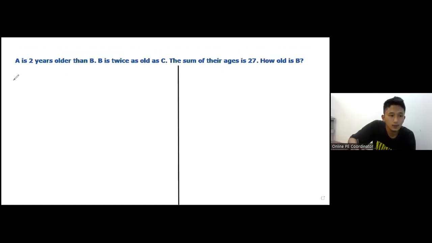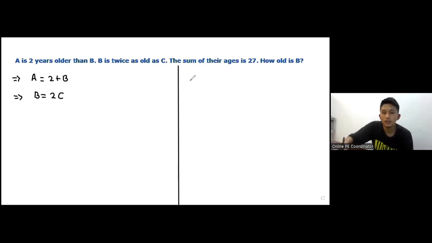Okay, so the next question. A is 2 years older than B. A is 2 years older than B, so we have to add 2 to B. Next, B is twice as old as C. What does it mean now? B is twice as old as C, so B is 2 times C.